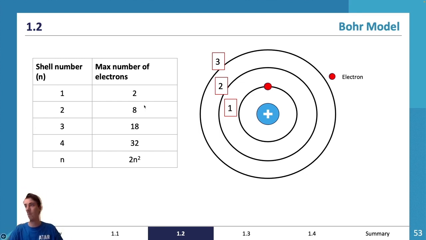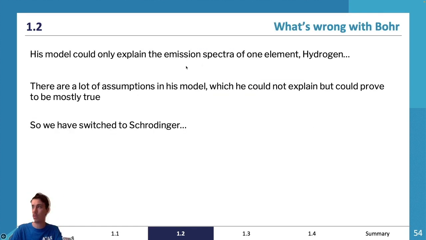So you're going to go max in the first shell is 2, max in the second shell is 8, max in the third shell is another 8, and so forth. But we'll discuss this in a second. As you can see here, this is sort of what we were discussing. This is Bohr's model. His model can only explain the emission spectra of one element, hydrogen. And there are a lot of assumptions in this model which he could not explain, but could sort of prove most of them to be true.